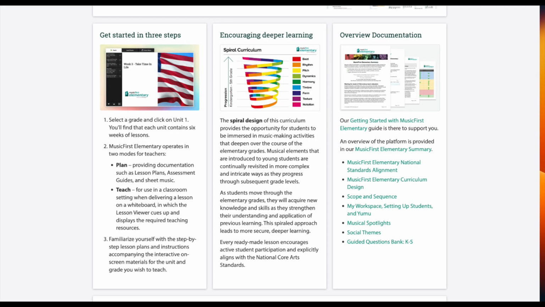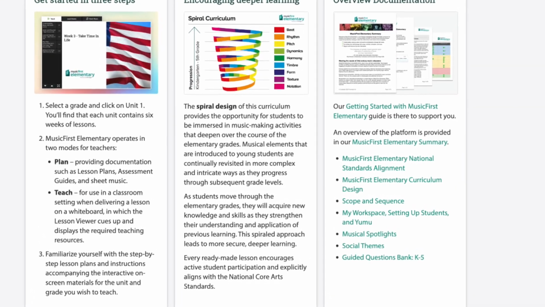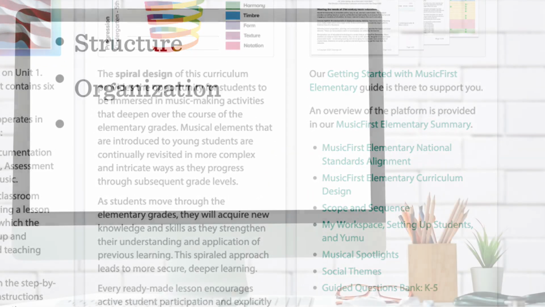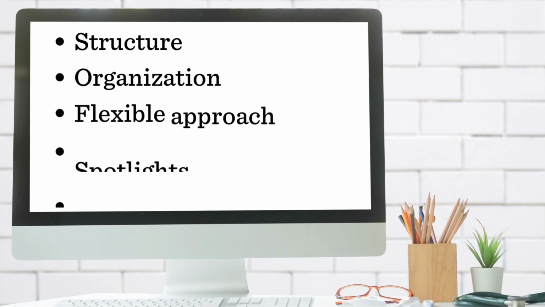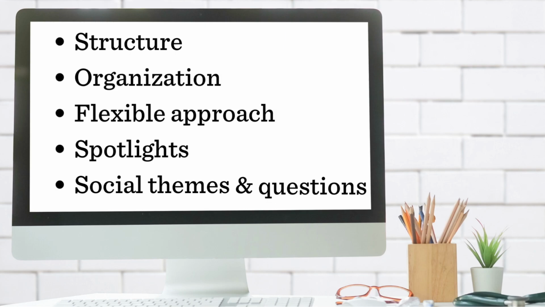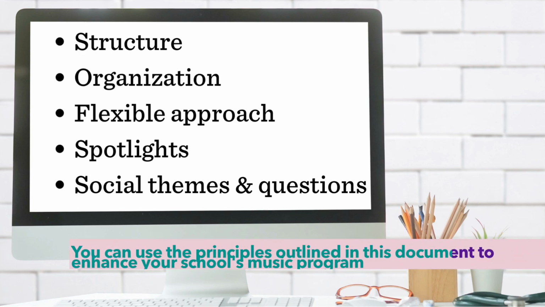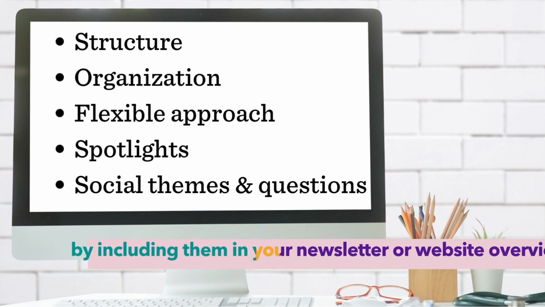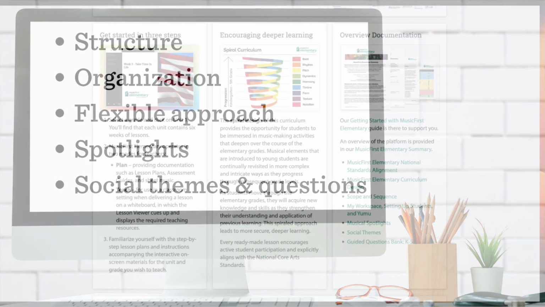The document, titled MusicFirst Elementary Curriculum Design, explains the pedagogical scope and sequence approach and the spiral process for this curriculum. It outlines the structure of the lessons, breaks down the organization of the units, and emphasizes that MusicFirst Elementary's flexible approach can fit many different teaching scenarios. Additionally, it offers a sneak peek into the musical spotlights, social themes, and guided questions that will be addressed in other documentation. You can use the principles outlined in this document to enhance your school's music program by including them in your newsletter or website overview.